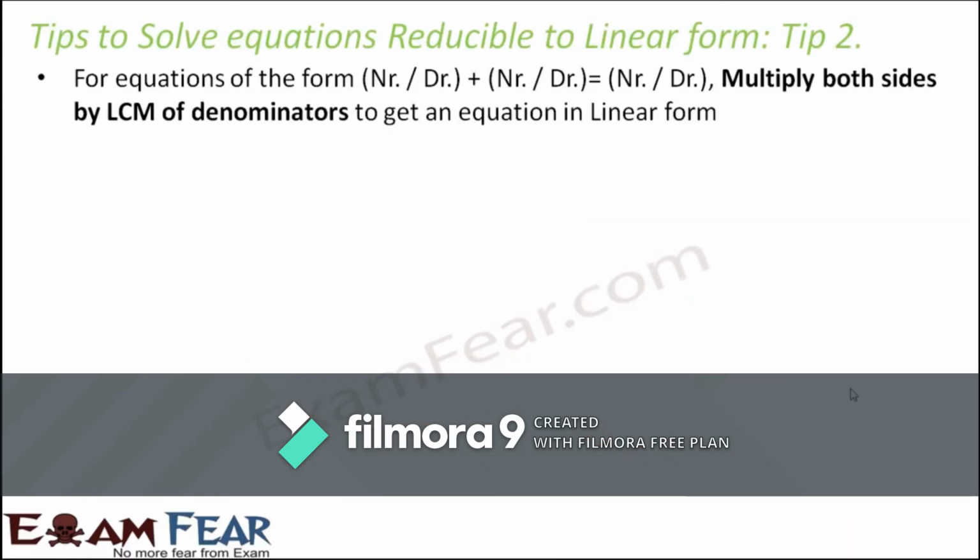So let's say whenever you have equations in the form of numerator by denominator plus numerator by denominator is equal to numerator by denominator. So when you have something of this form, in that case what we do, we multiply both sides by LCM of denominators to get an equation in linear form. So things will become clear only when we take an example. So first of all, let us take an example in this form. Let's say x by 2 minus 1 by 5 is equal to x by 3 plus 1 by 4. So let's say this is our equation. So this satisfies the form.